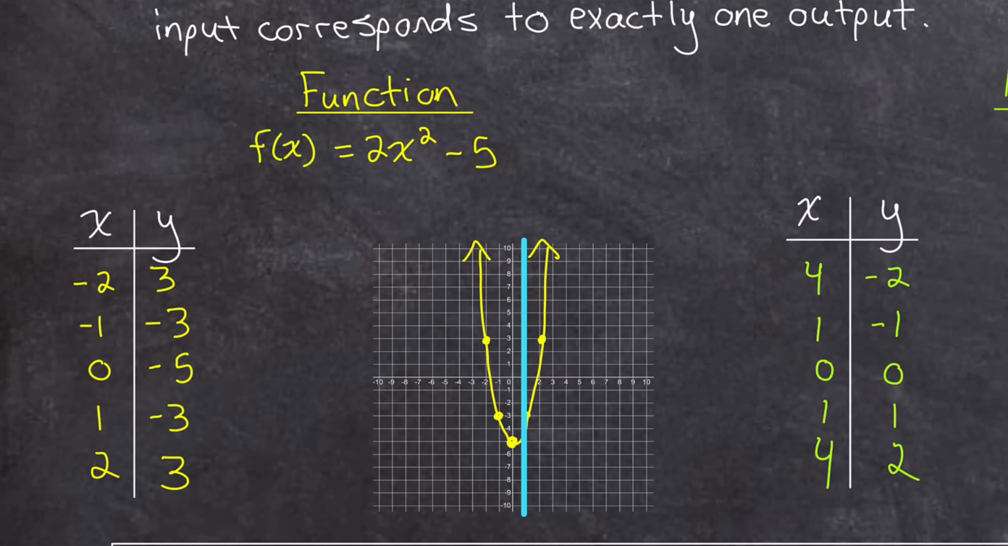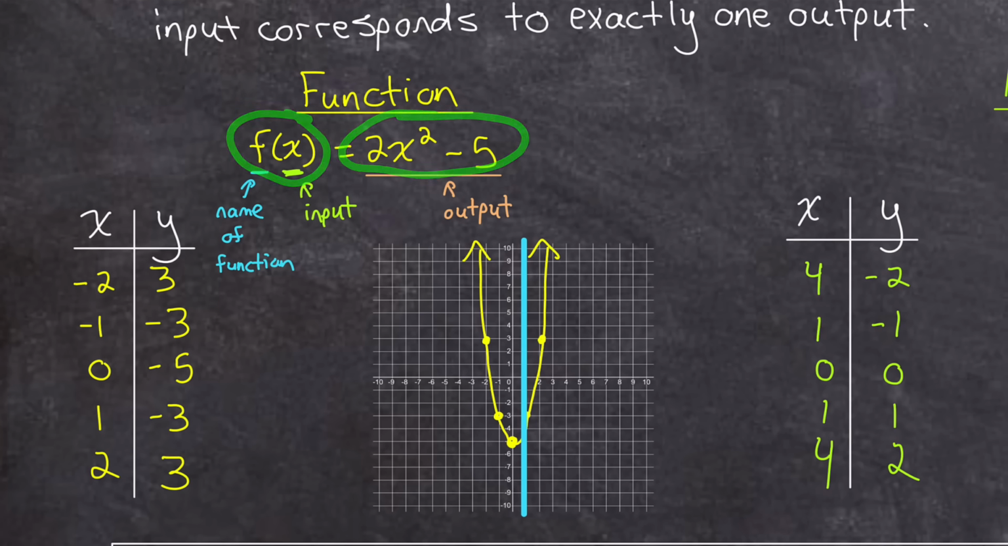Now, this does not mean f multiplied by x. It means f of x, or f at x. This f is just the name of the function, and this x is just the independent variable, which we call the input of the function. And this 2x squared minus 5, the operations we do to the input value, is what we call the output of the function. So this f of x notation is just function notation that means the y value of the function. This f of x is equal to 2x squared minus 5, which is the output.